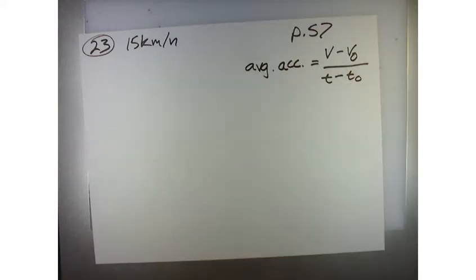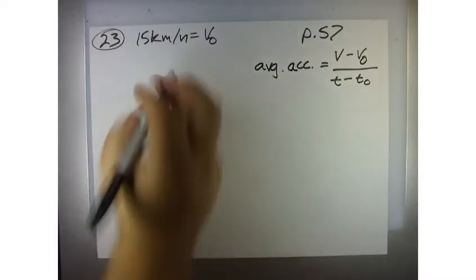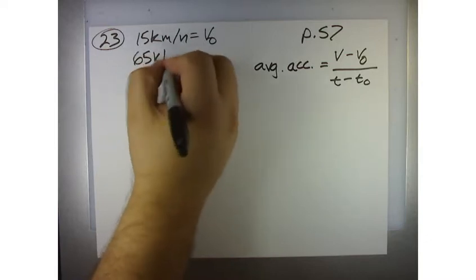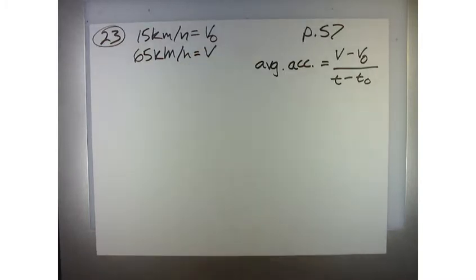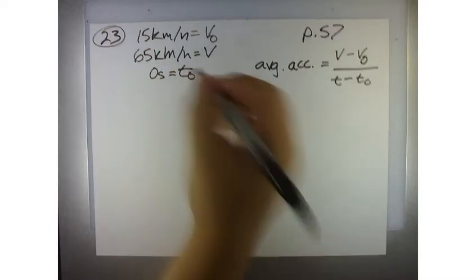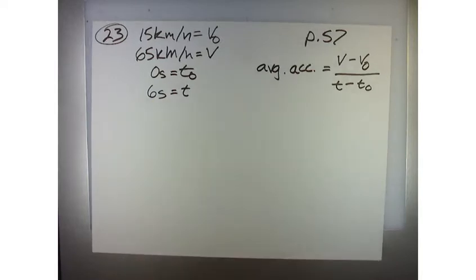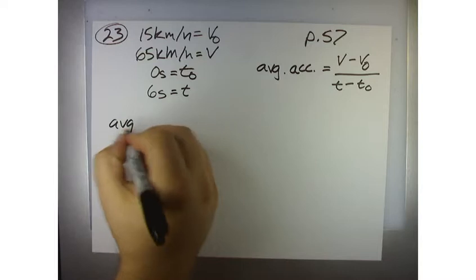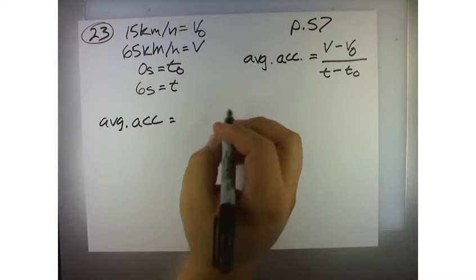Okay? And so this would be my initial velocity, V naught, and then our final velocity was 65 kilometers per hour. And this happened in 6 seconds. So what is my initial time if we're measuring time? 0. So I've got 0 seconds for my initial time, and we're going all the way to 6 seconds for my final time. So to find the average acceleration, what I'm going to need to do is plug this information in.